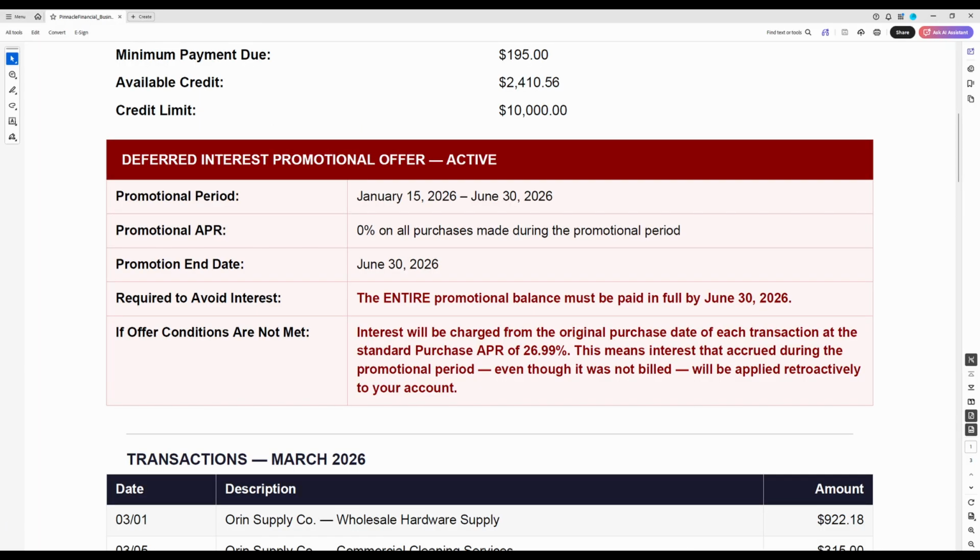Every single dollar. Miss that deadline by $1, and the bank goes back to the day you made each purchase and charges you 18 months of interest you thought you'd avoided. That's not a late fee. That's not a penalty. That's the bank collecting interest you thought you'd escaped. All at once, retroactive on your next statement.